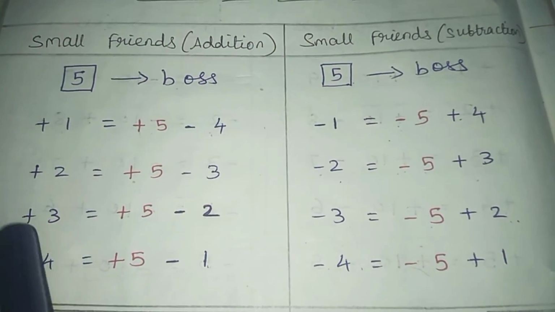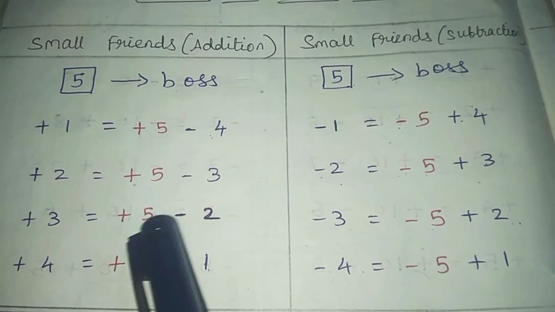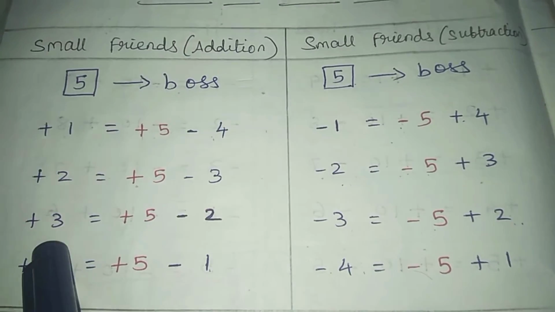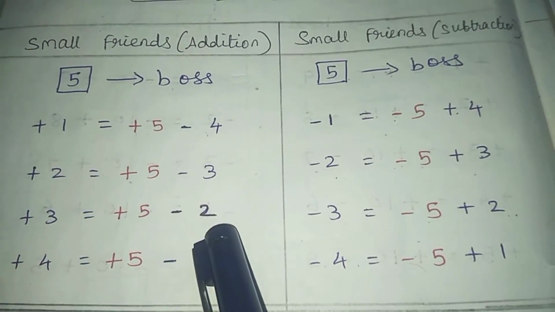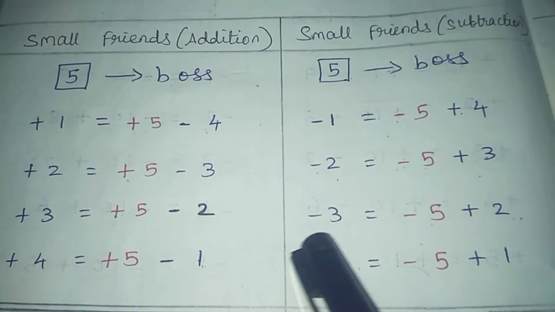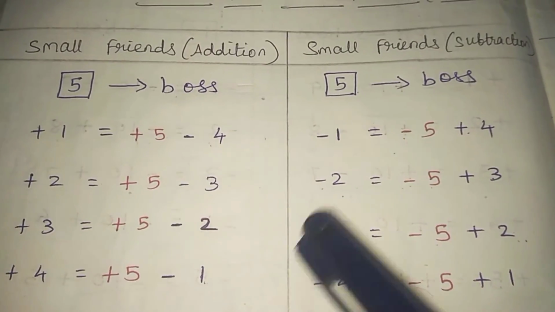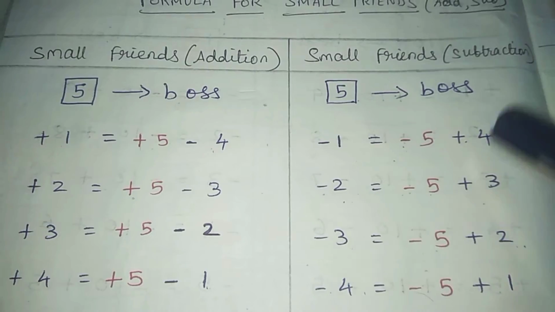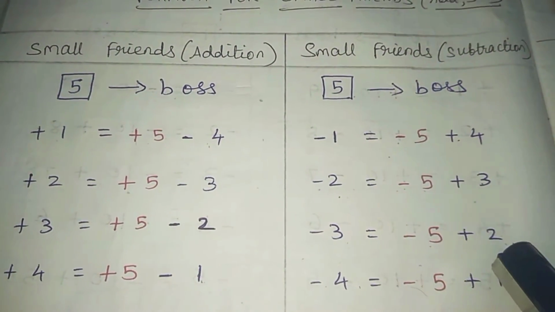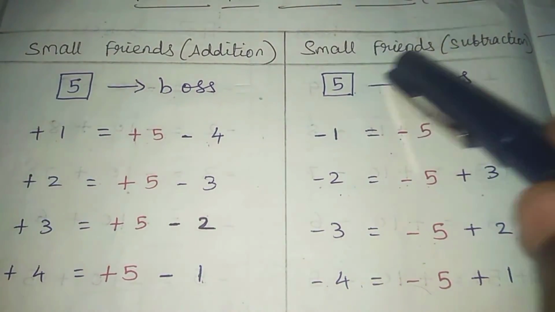Next, for adding 3, plus 5 minus 2 is the formula. 3 plus 2 equal to 5. So one friend is in plus, another friend should be in minus. Boss is in plus for addition. Minus 3 equal to minus 5 plus 2. 3's friend is 2 in small friend formula. So one friend is in minus, another friend should be in plus, and boss will be minus in small friend subtraction.